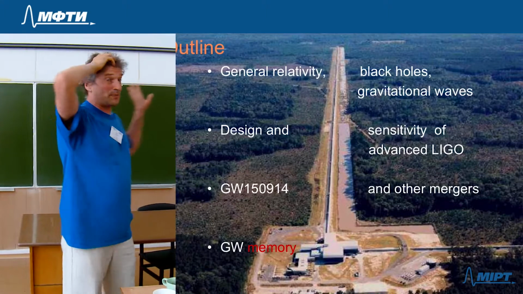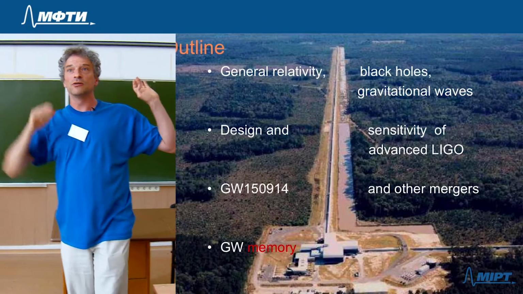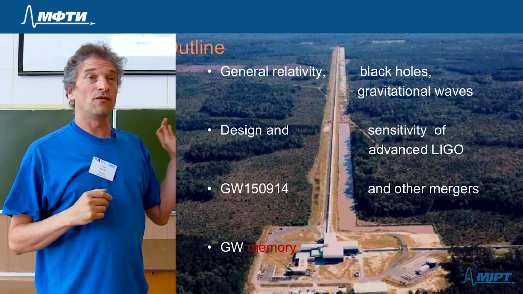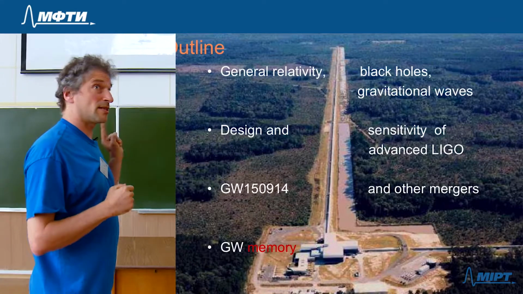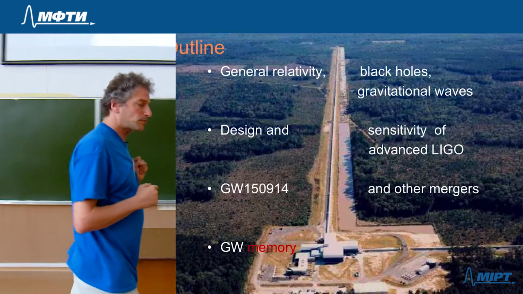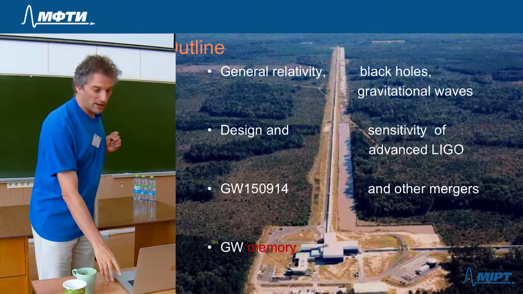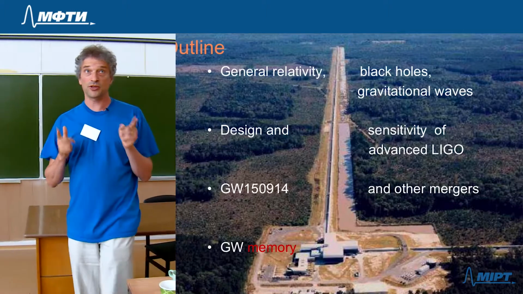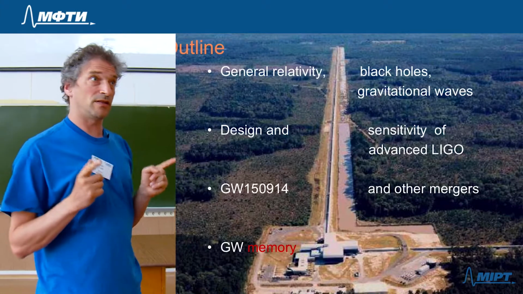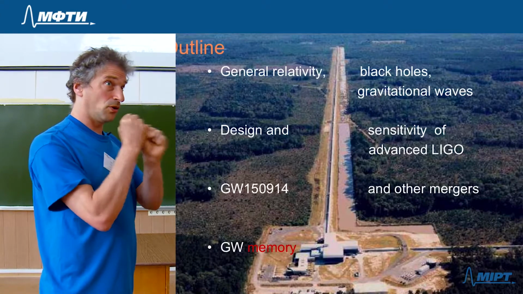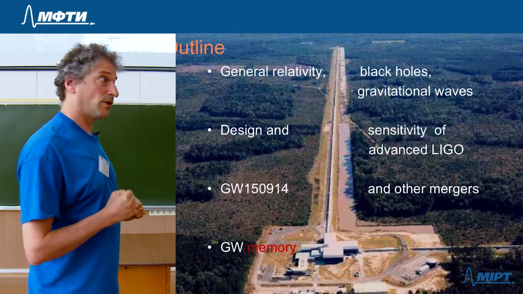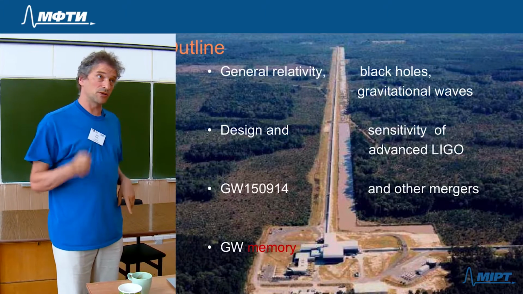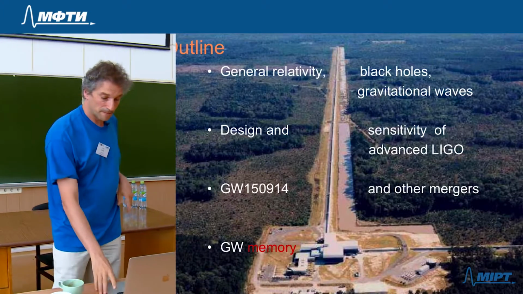So Virgo became operational a year ago, exactly in the summer of 2017, and this is important for my story. It was very lucky for the type of merger that Francois was talking about, GW170817, because it allowed us to localize this merger on the gravitational wave sky. And it was also important for localizing one of the black hole mergers.